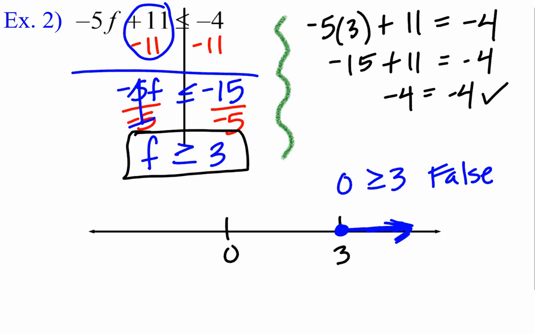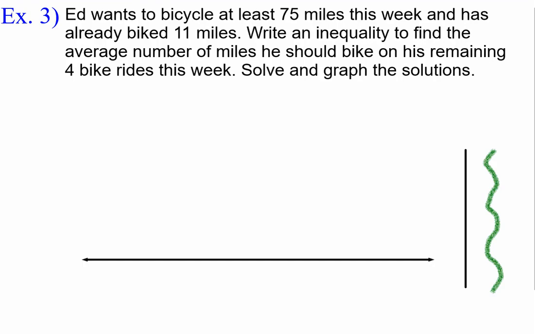So that gives you an idea of how basically it works with two-step inequalities. Now let's take a look at some word problems and how this is going to pan out. Ed wants to bicycle at least 75 miles this week and has already biked 11 miles. We're going to write an inequality to find the average number of miles he should bike on his remaining 4 bike rides this week. Then we're going to solve and graph the solutions.